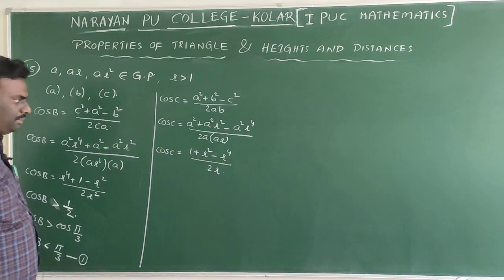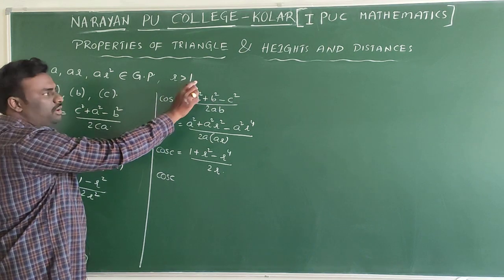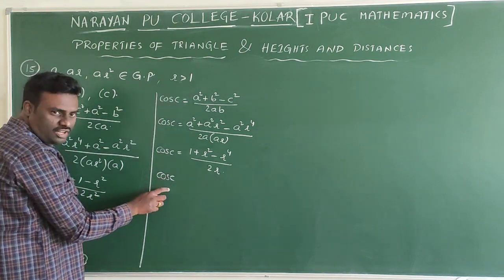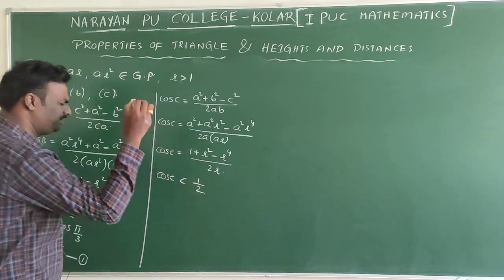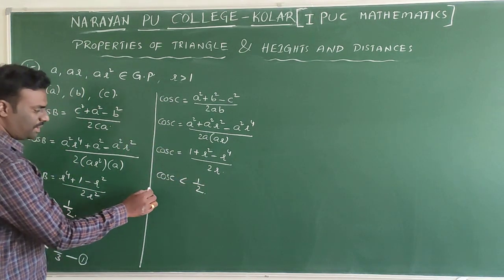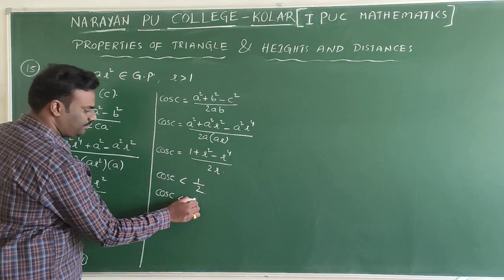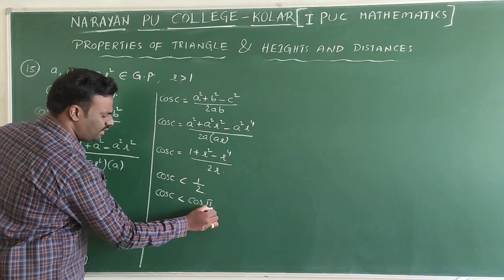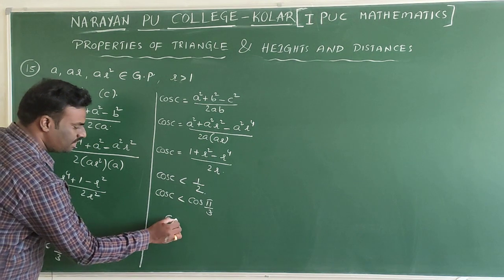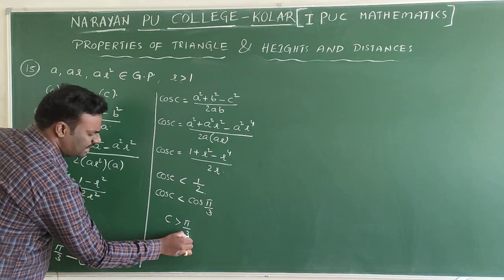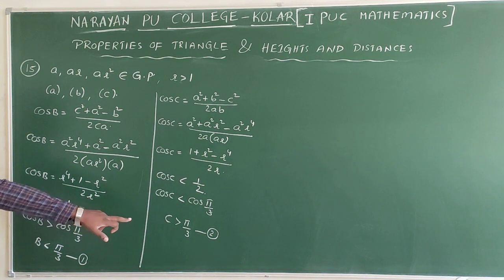Okay. Now from this value clearly I am writing. Again, R value, any value you can take more than 1 but within the range of cos, that value you will get less than 1 by 2. If it is less than 1 by 2, I can write cos C is less than cos 60. Now what can I write? C is greater than pi by 3. Finally we got B and C.